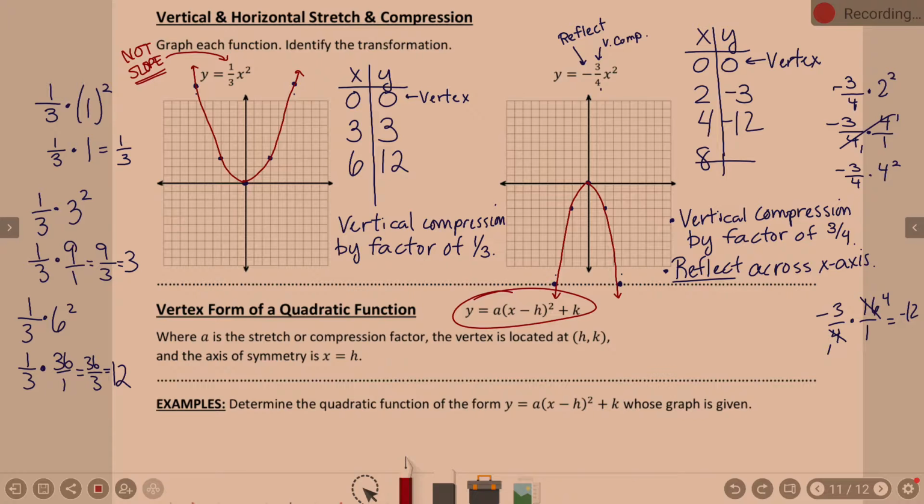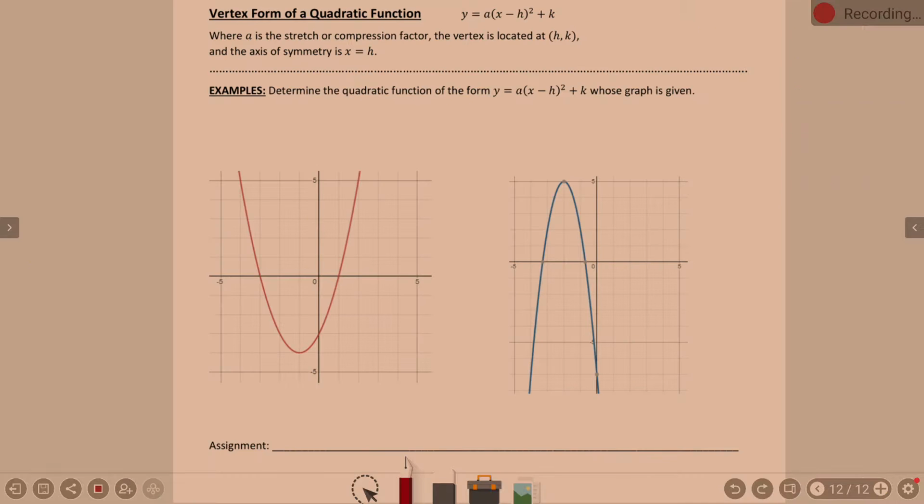Now, we're going to go down to the bottom, and we are going to try and take these graphs and write equations for them. Okay? So the directions say determine the quadratic function of the form y equals a times x minus h squared plus k, whose graph is given. So when we write our equation for this first example, we're going for this form right here.